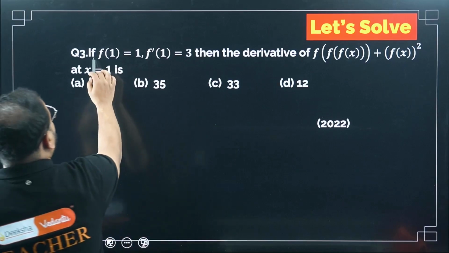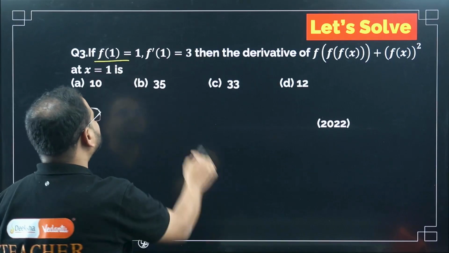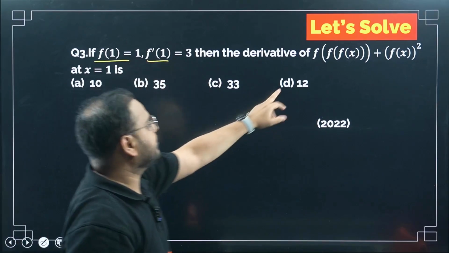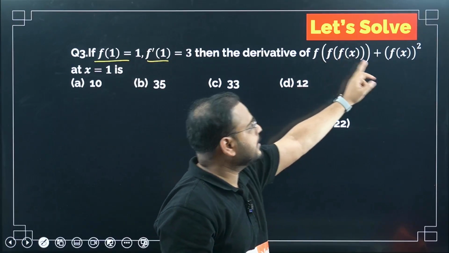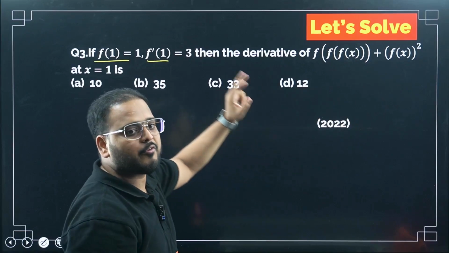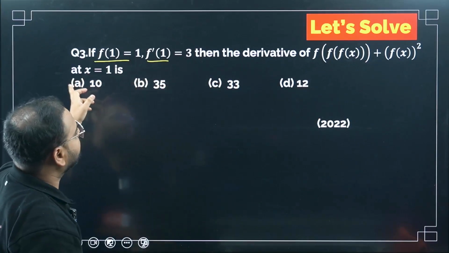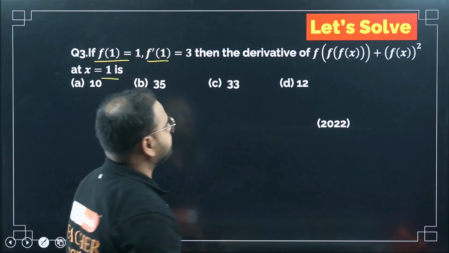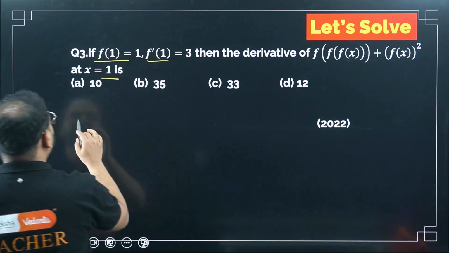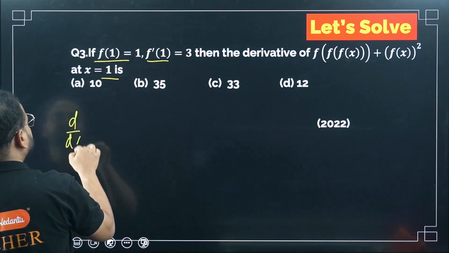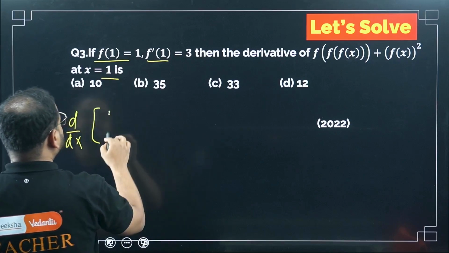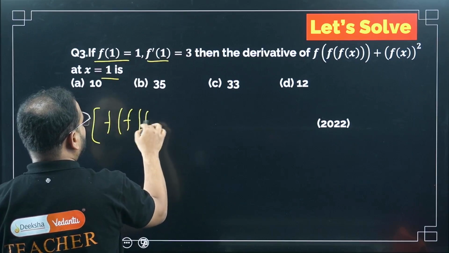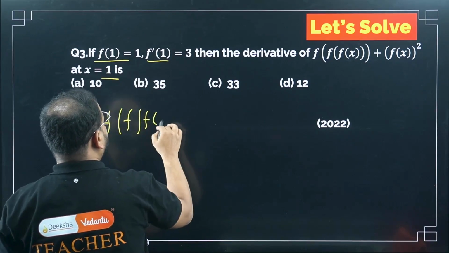They have given the function value at 1 is 1, and the derivative of the function at 1 is 3. Means f dash of 1 is 3 and f of 1 is 1. They have given this function f of x plus f of x the whole square. We have to find this derivative when x equals 1. Basically they are saying find the derivative of this. Please have a look. Function f, one more time f is there, with f of x.